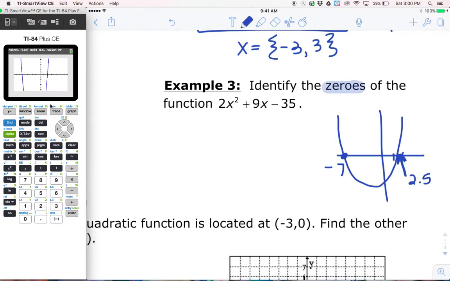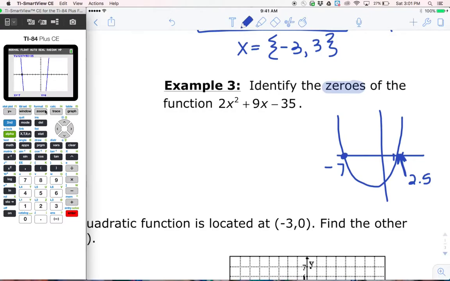I'm going to go to calc. See this word in blue right here? So I'm going to go to second calc, and I'm going to hit option 1, which says value. And this is really cool. It means it has this little blinky X right here. I'm going to type in -7 for X, and then it will tell me the Y when I click enter. You ready? Enter. Okay, Y is 0. When X is -7, Y is 0.